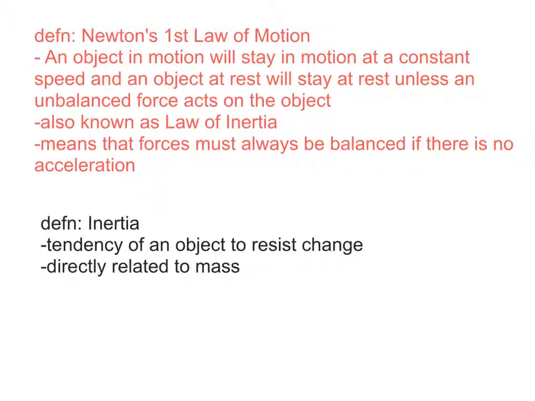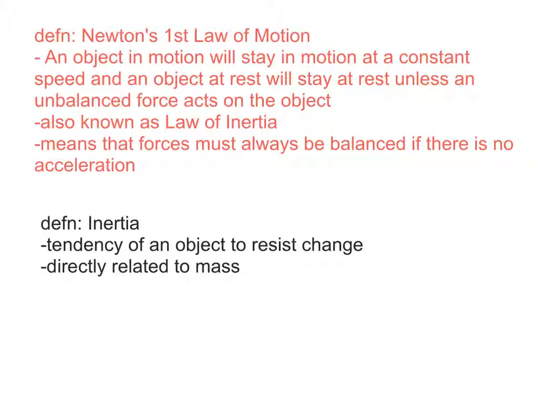It'll be easier to stop a rock if it's rolling down a hill. It'll be easier to get a rock to start moving if it's already at rest. So Newton's first law of motion is also known as the law of inertia because it pretty much tells us that objects want to keep on doing what they're already doing.